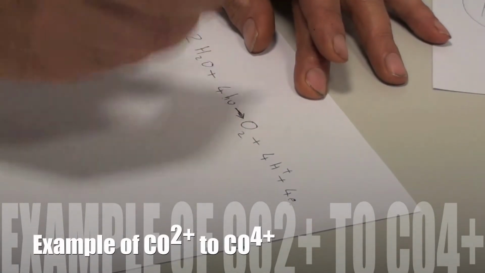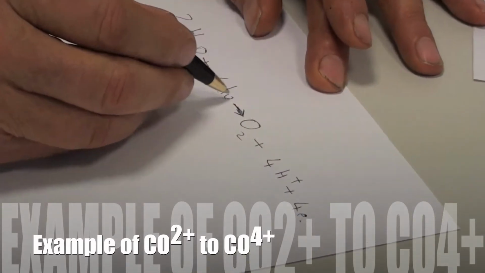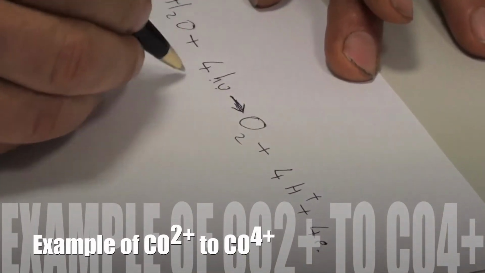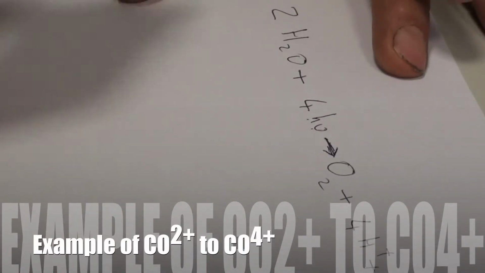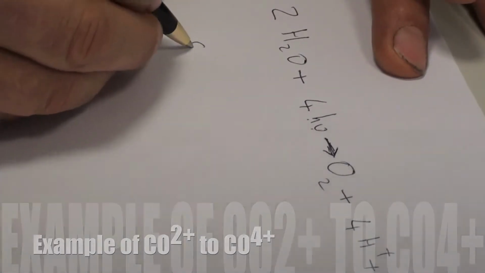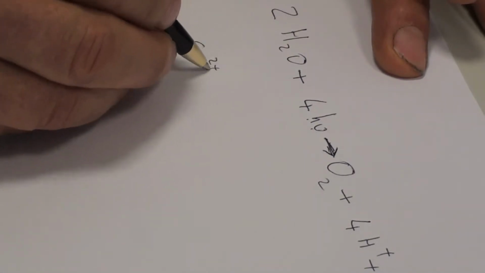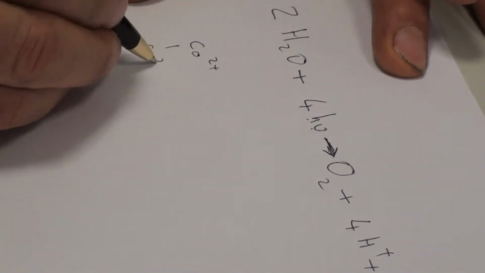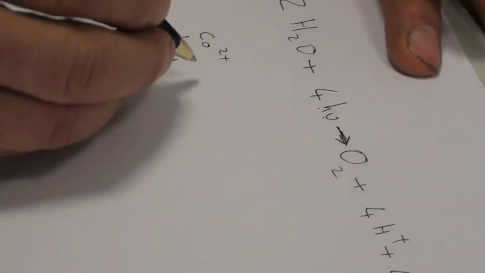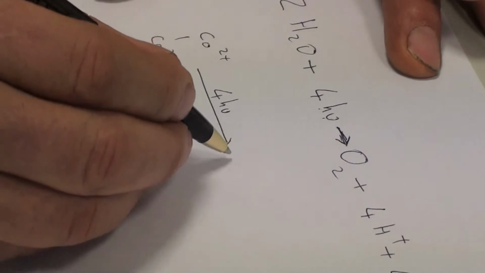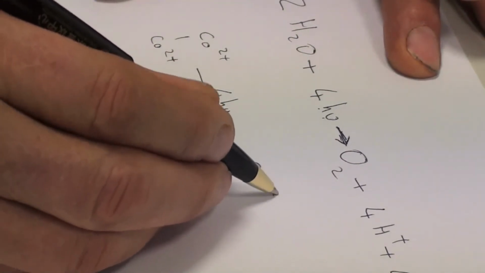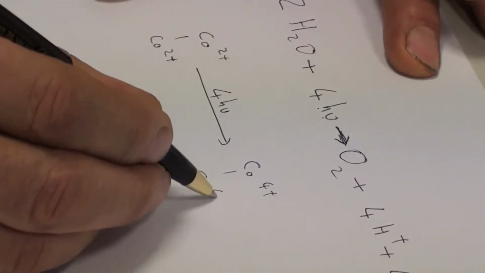So the catalyst must be able to cope with 4 positive charges. So you've got to form 4 positive charges. The example I've given you is cobalt 2+ linked to another cobalt 2+. For example, it's only an example. With 4 photons, we'll give it cobalt 4+, cobalt 4+.